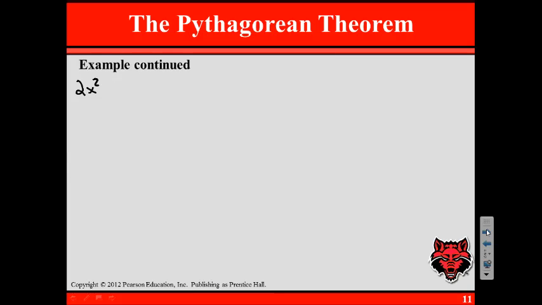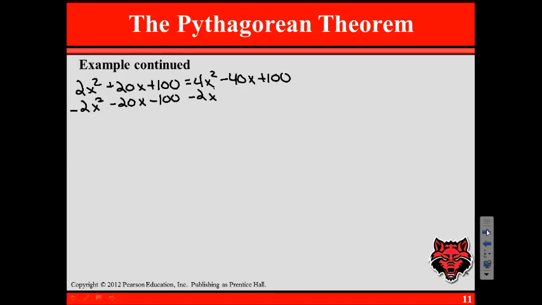x squared plus 20x plus 100 equals 4x squared minus 40x plus 100. We can move everything to the left side or the right side. I'm going to move everything to the right side. So I will subtract 2x squared, subtract 20x, and subtract 100. On the right side, we also subtract 2x squared, subtract 20x, and subtract 100.